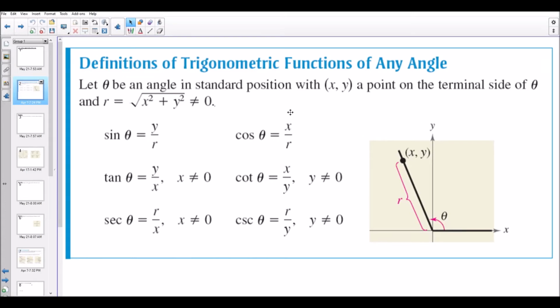All right, let's get started. Section 4.4, the trigonometric functions of any angle.